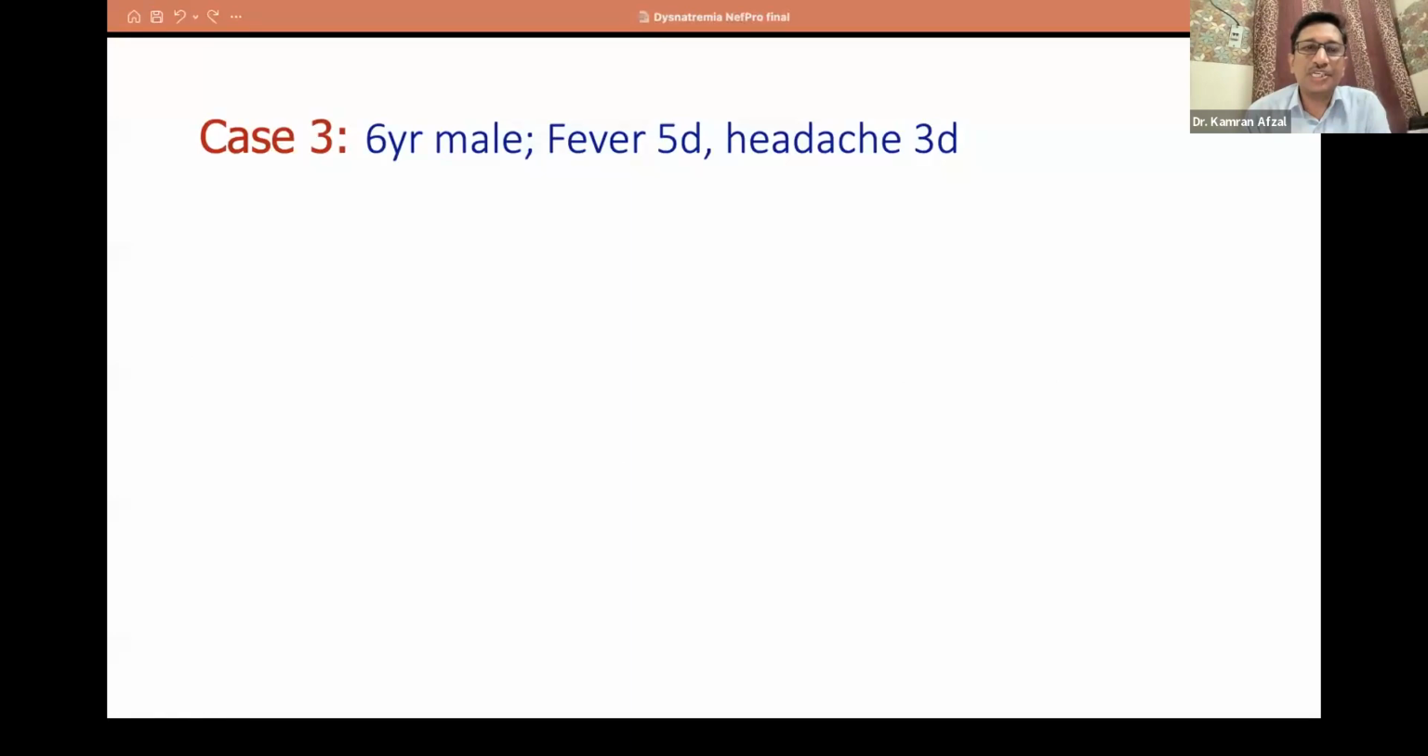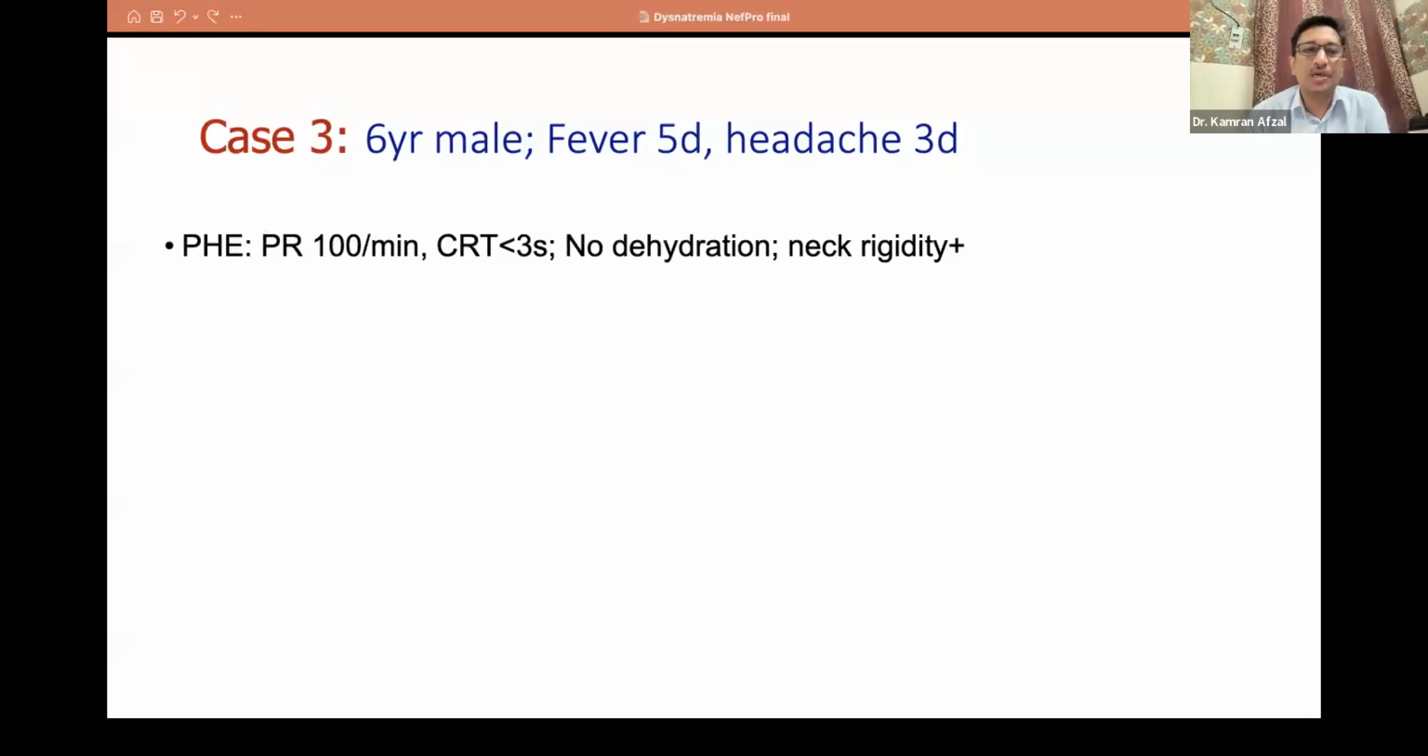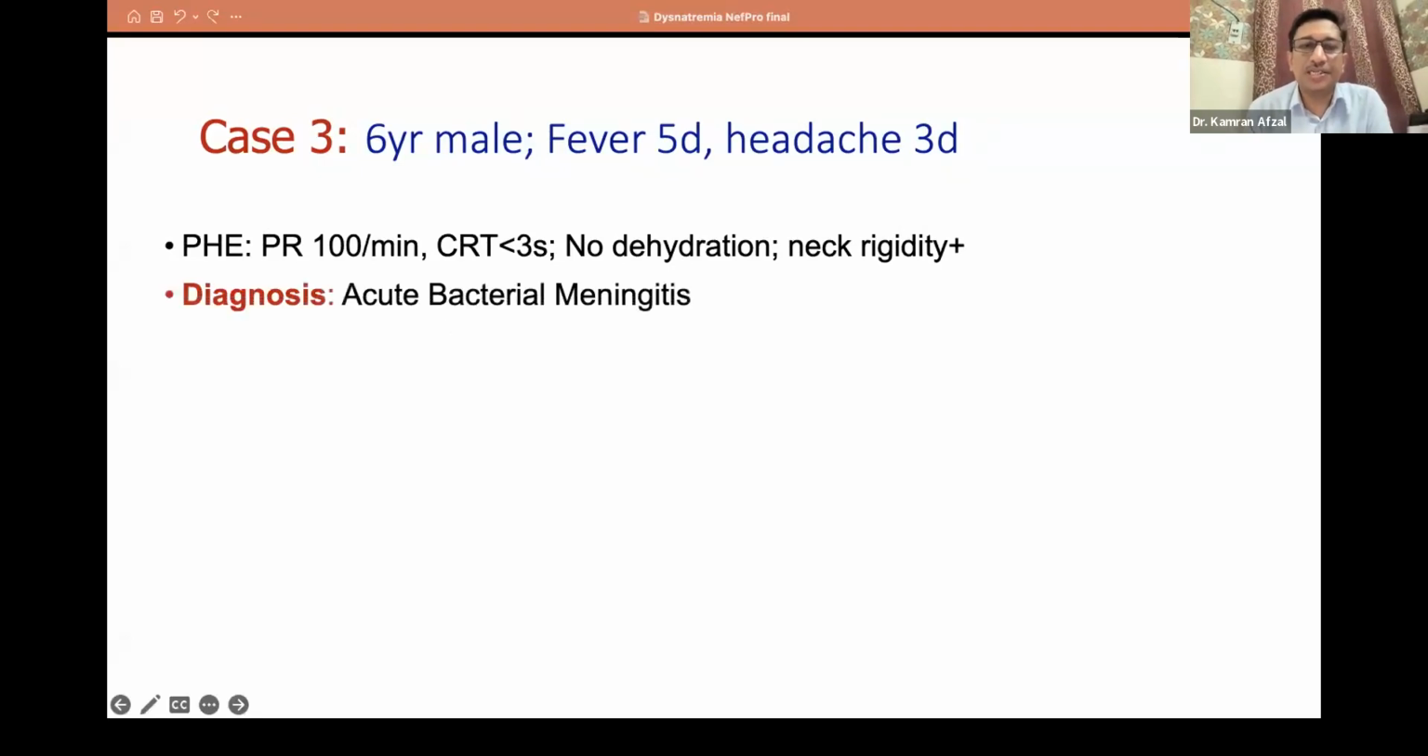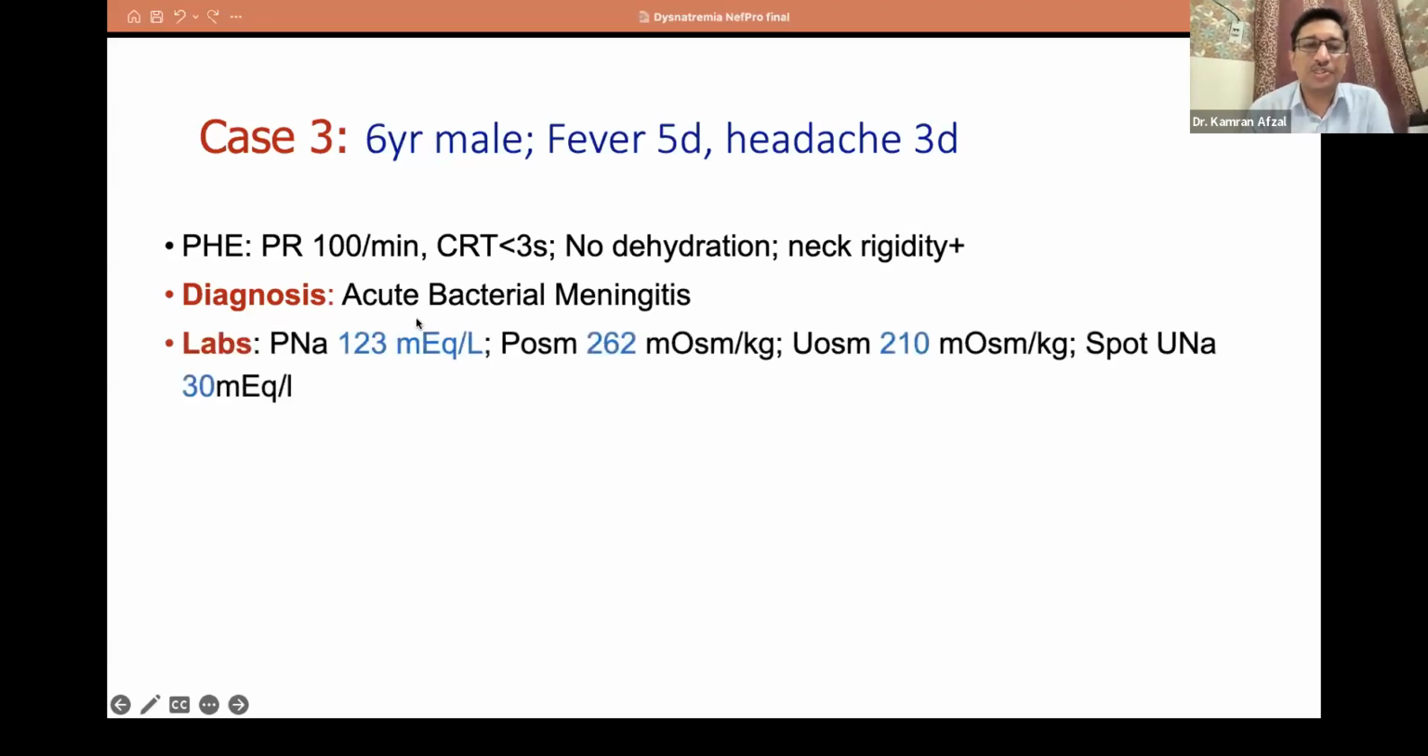So if you have a 6-year male child here who has a fever for 5 days and headache for 3 days, on physical examination, he has a pulse rate of 100 and he shows neck rigidity. He is diagnosed as a case of acute bacterial meningitis. His plasma sodium values are low. His plasma osmolarity is low and urine osmolarity is 210. His spot urine sodium is 30 milliequivalents per liter.